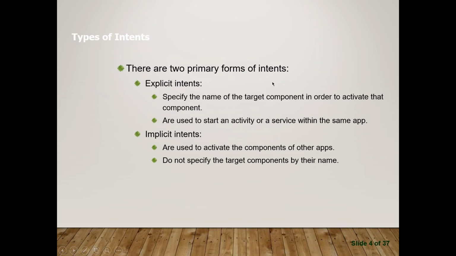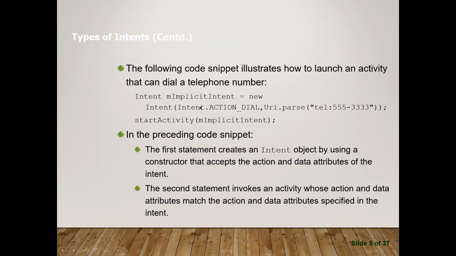There are two types of intents, one is explicit intent and one is implicit intent. Explicit intent specifies the name of the target component to activate that component. They are used to start an activity or service within the same app, so you can navigate from one activity to another. Implicit intent is used to activate the components of another app. Let me tell you first about implicit intent.